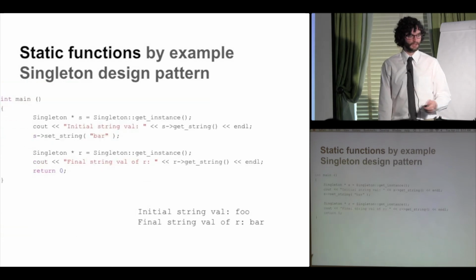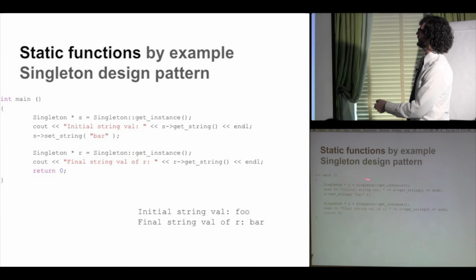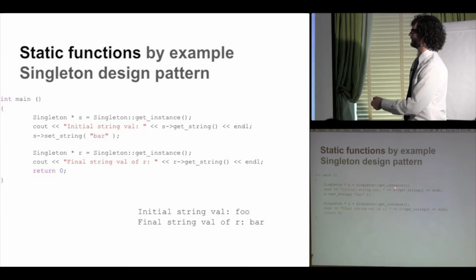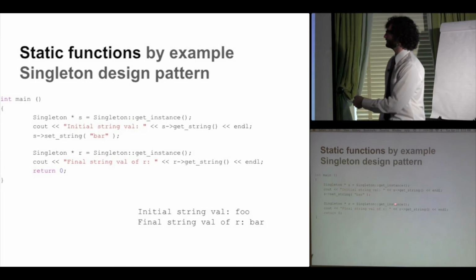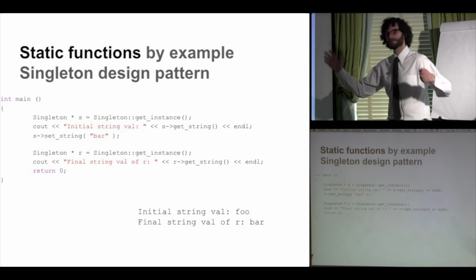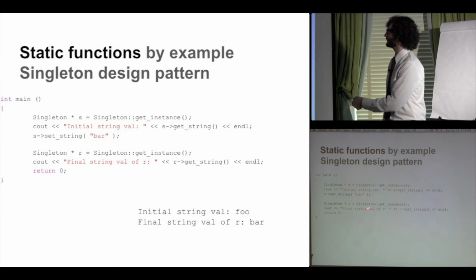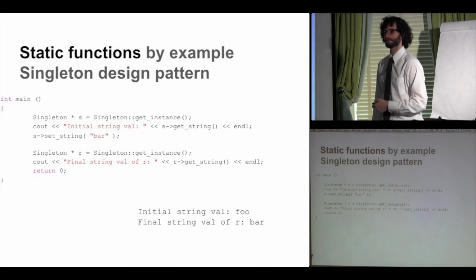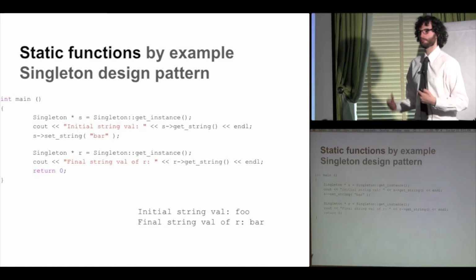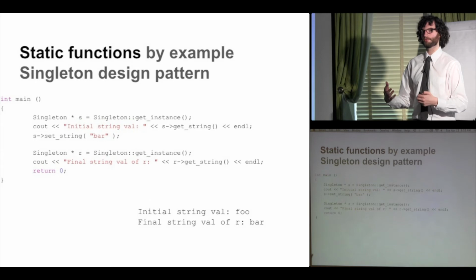Okay, so here's what happens. We get the instance. We call it s. And we say string val is s get string. And then we set the string on s to bar. And then we're going to keep going, and we're going to say, oh, I want another singleton. So we have this one called r, and then I'm going to print the value of the string in r. So does everyone have an idea of what might happen when we do this?